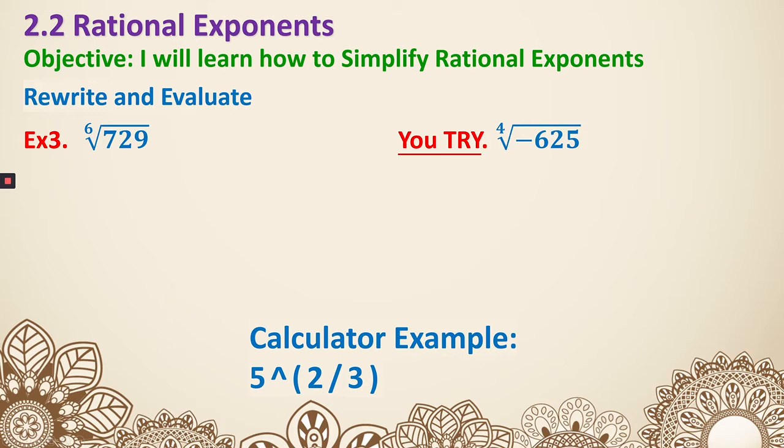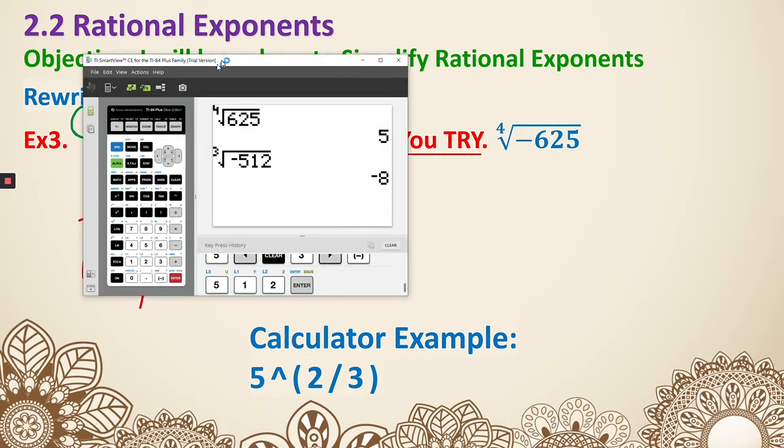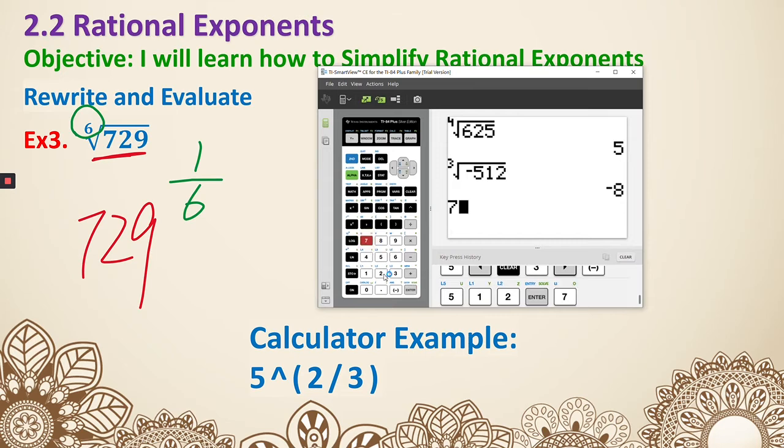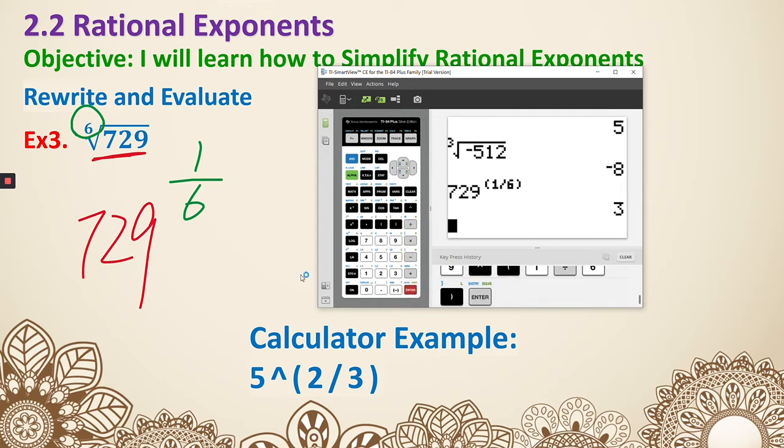Example 3. We're going to rewrite and then evaluate. First, I see this 729 as the base, so I'm just going to write that number down. Next, I see this index is a 6, so I'm going to put it as 1 over 6, the reciprocal. That's how I use the index. After that, it's time to type it in our calculator. I type in 729. When I want to raise to a certain power, I use this little caret to get to the exponent part. And I type parenthesis 1 over 6, parenthesis back, press enter. That gives us the answer 3.